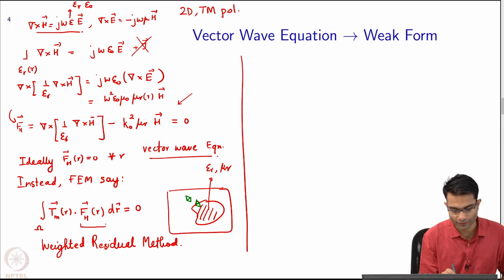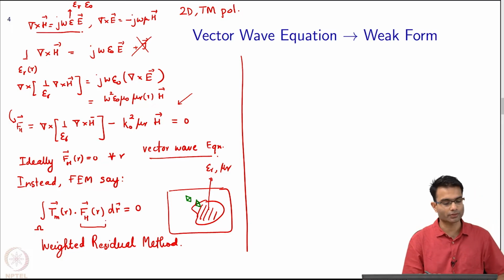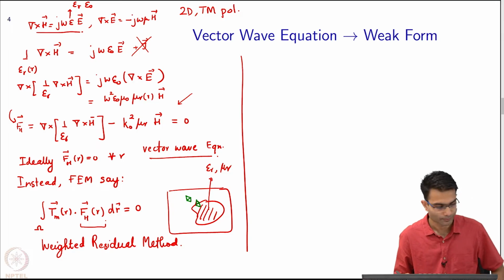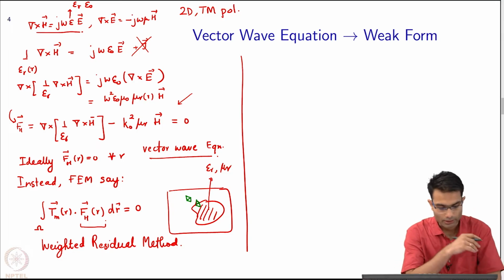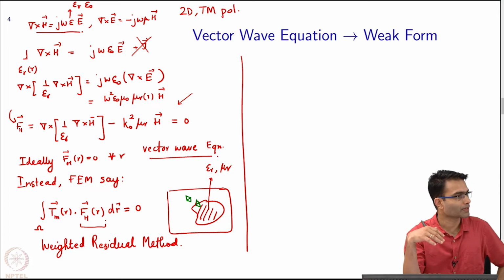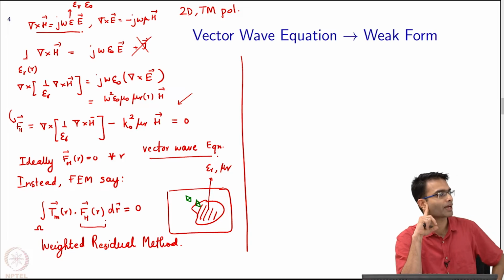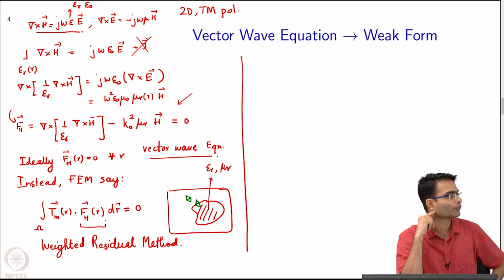Regardless, the philosophy of FEM is the same, weighted residual method. I take my testing functions and impose this residual to be 0 in an average sense. Okay. So, now let us open this up and see what the weak form is obtained from here. Before we do that, we should have an idea of what we are going to do.